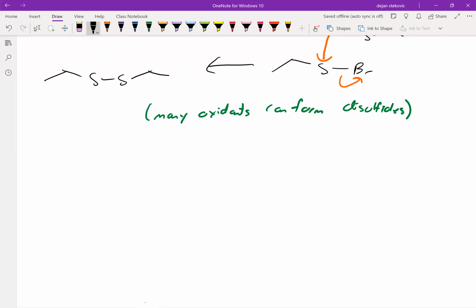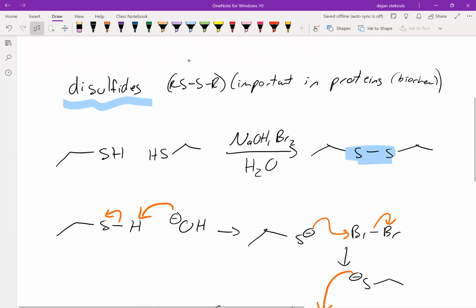We can also reduce or break these disulfide bonds. So if we've got a disulfide, if we want to reduce it, we can just add a reductant, something like zinc in acidic solution, and then we'll get back our thiols. Again, though, in terms of this course, not too common.